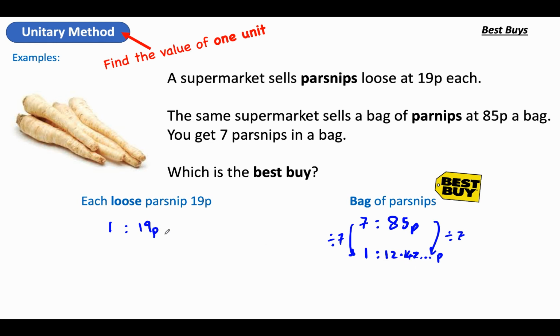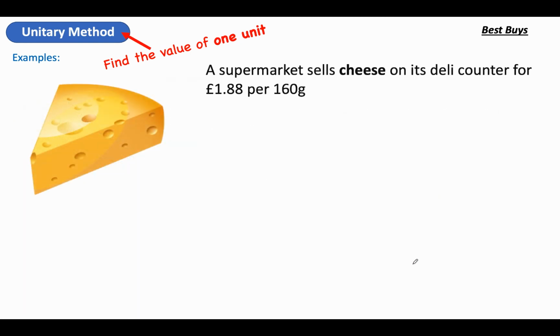12.1412. Right, so it's cheaper than 19 pence each. It's the best buy. Now we could also do this with, say, weight. So look at cheese. I'm going to let you into a secret here. I don't really like cheese, but someone does.